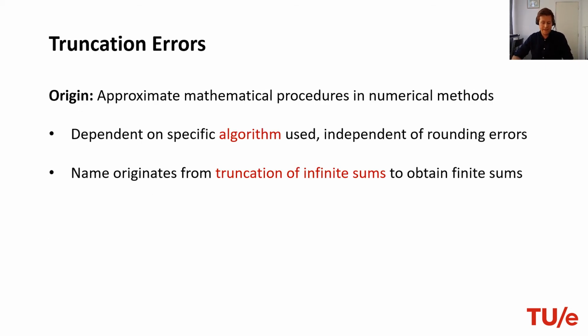Moving on to truncation error. Well, the origin of truncation error is very different. It's because we're using non-exact mathematical procedures in these numerical methods. They are independent of rounding errors, and even if there were no rounding errors, truncation errors would still exist. So they depend only on the specific algorithm that we use for a certain task. The name truncation error actually originates from truncating an infinite sum or an infinite series to a finite sum or a finite series that we can actually compute and handle within a computational framework.